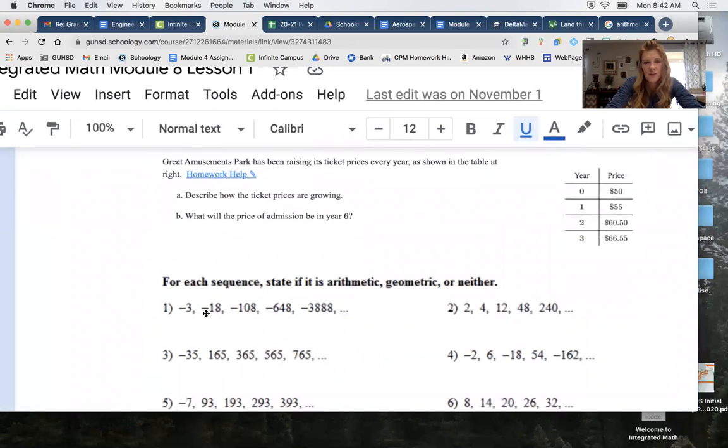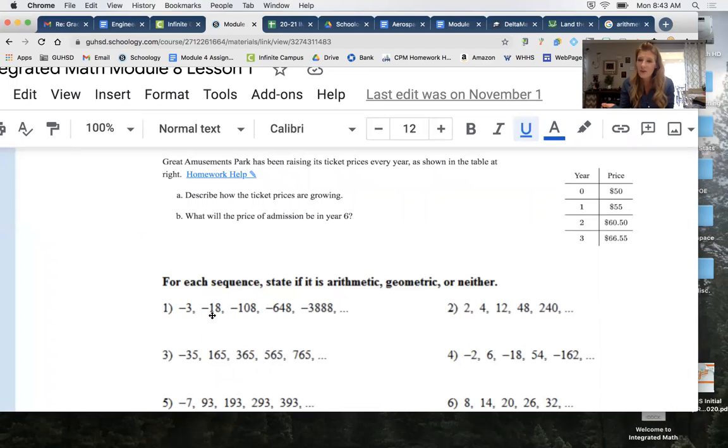So here is another example of that. I'm actually going to go down here because this one's easier to see, and then we'll talk about this word problem as well. So in this one, the first thing that I start to do is I go, okay, negative 18 minus a negative 3, that would give me a negative 15, right? Because it would be negative 18 plus 3. So I would get negative 15. So then I go to the next one and I take negative 108 and I subtract negative 18 and I'm nowhere near that negative 15. So that's the dead giveaway that this is not a difference. It's not going up by the same thing.